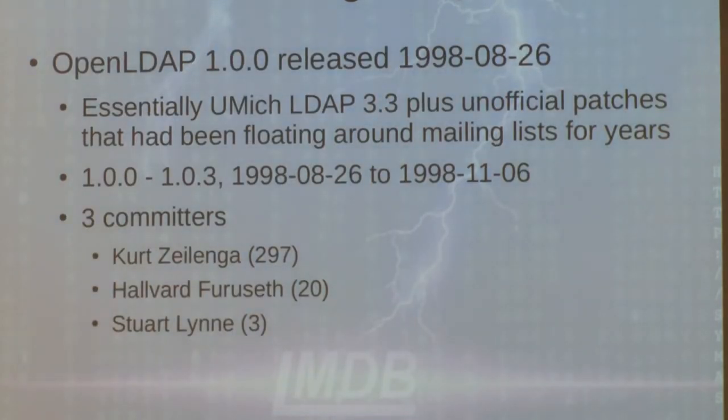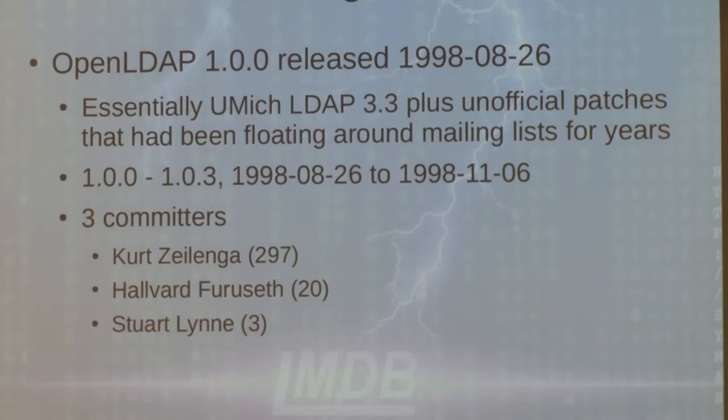All right, so there were a lot of patches for the UMich code that had been floating around. People knew that there were bugs in the code, and there were known fixes for them, but they weren't all collected in one place. And so OpenLDAP 1.0 was the first time that all those patches had been consolidated together. It's funny that today is actually exactly 21 years since the final 1.0 release of OpenLDAP.